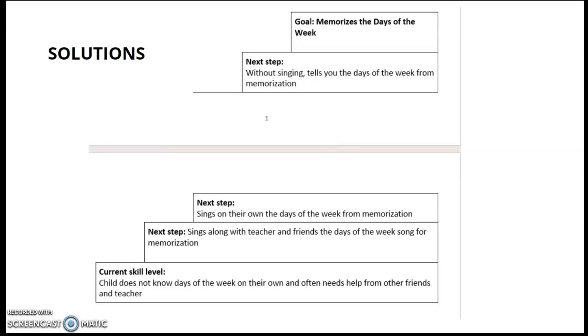So I chose, the goal is to memorize the days of the week. And here's my breakdown for that. Child does not know days of the week on their own and often needs help from other friends and teacher. Next thing I would do, sing along with teacher and friends the days of the week song for memorization. The next step would be sings on their own the days of the week from memorization. The next step would be without singing tells me the days of the week from memorization, and goal memorizes the days of the week. So I broke down, for example, this small goal that I have been working with him.